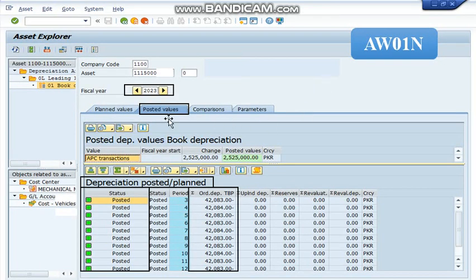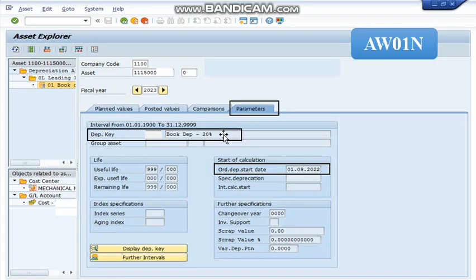Under this posted values tab, we can see here the monthly depreciation charge for this asset, and this green signal shows that all these depreciation has been posted into the system as well. Now coming towards this parameters tab, we can find here the monthly depreciation rate charged for this asset. Also we can find here the starting date of depreciation for this asset.